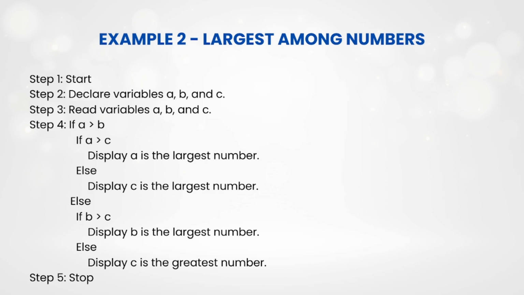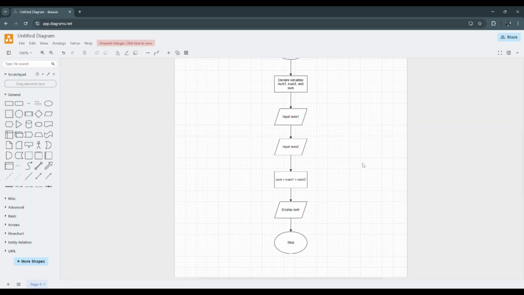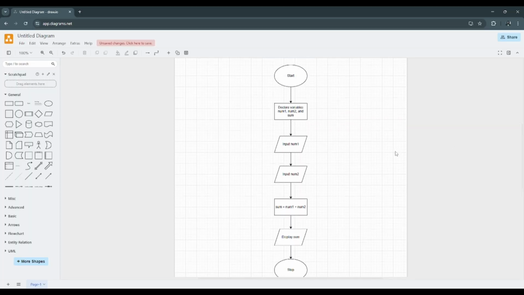If a is not greater than b, then compare b with c. If b is greater, display b is the largest. Otherwise, display c is the largest. Then we'll stop the algorithm. So this is the algorithm. Next, let's see how we can represent it in a flowchart. So let's go back to draw.io.